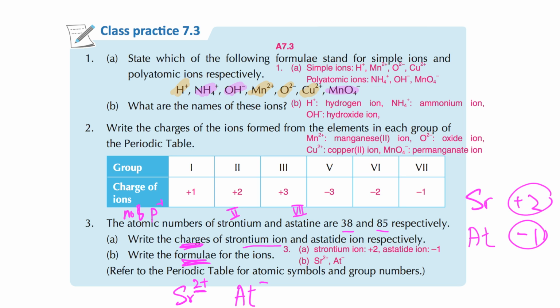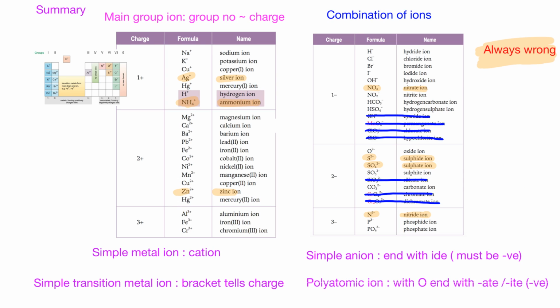Okay, so that's it. I know that there is a long way for you to memorize all these, but try your best. So the first one, main group: the group number can give you an idea of the charges. So these are group 1. These are group 2. Barium is also a group 2 element. So these are group 3.